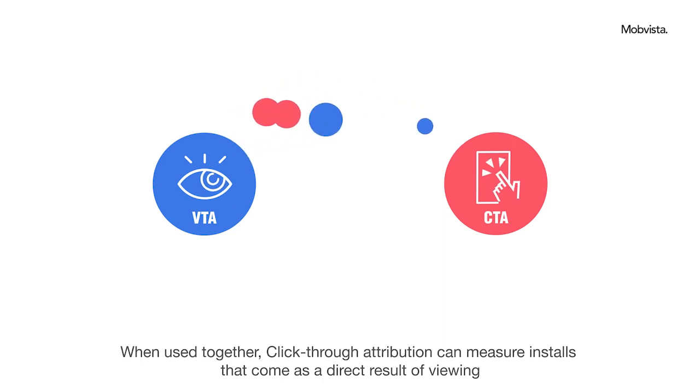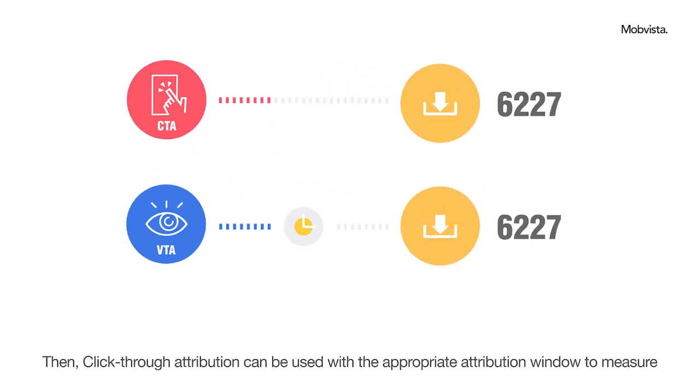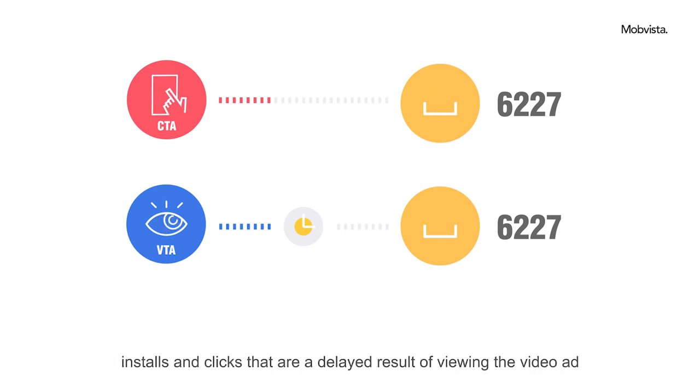When used together, click-through attribution can measure installs that come as a direct result of viewing the video ad and acting immediately on the call to action that is part of the advert. Then view-through attribution can be used with the appropriate attribution window to measure installs and clicks that are a delayed result of viewing the video ad.